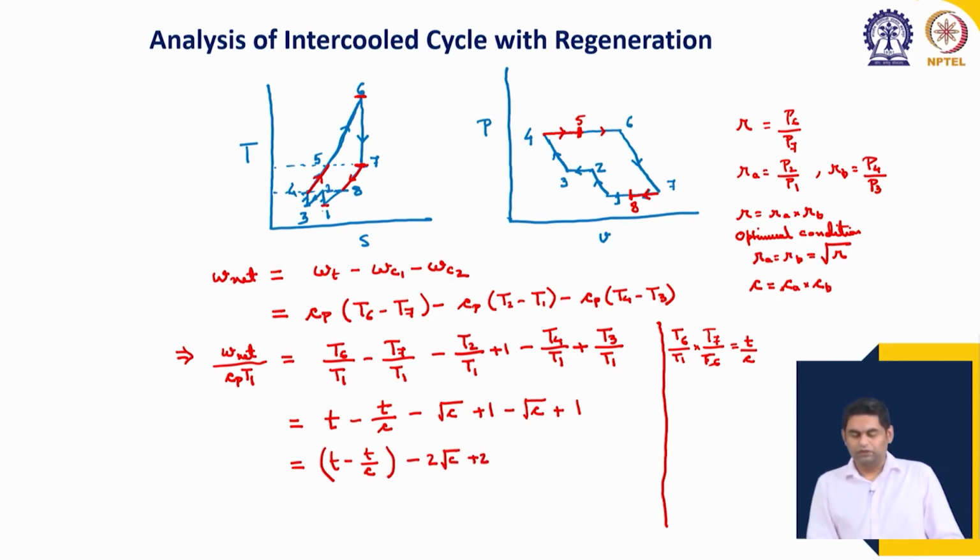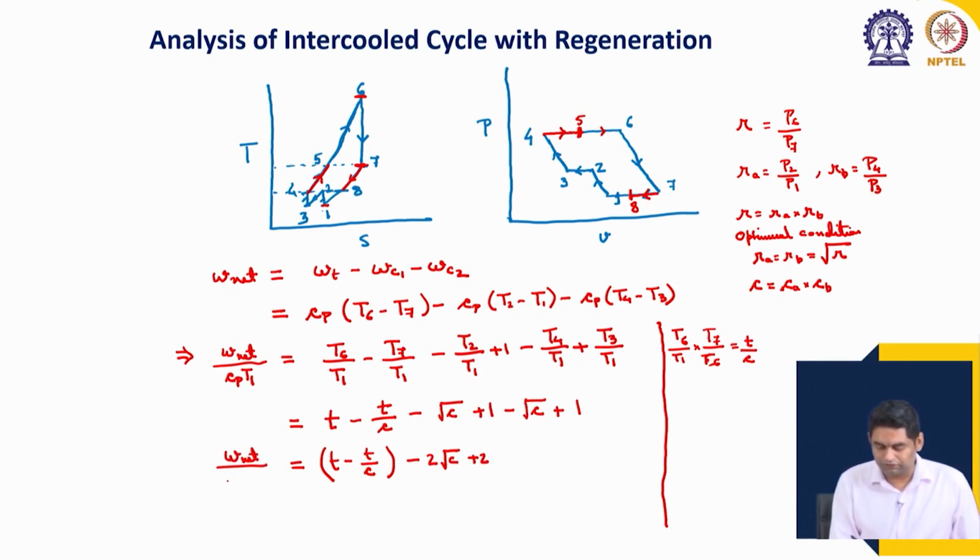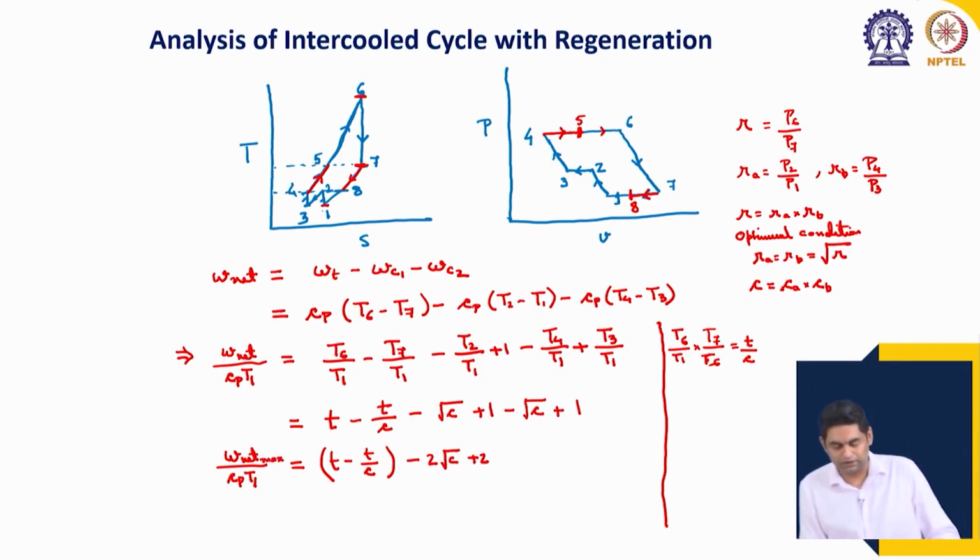So, this is the expression for net specific work output in non-dimensional form for the optimal case, where we have the maximum work output. That is what we are going to consider for these cases. This is not changed, but the efficiency is going to be changed.